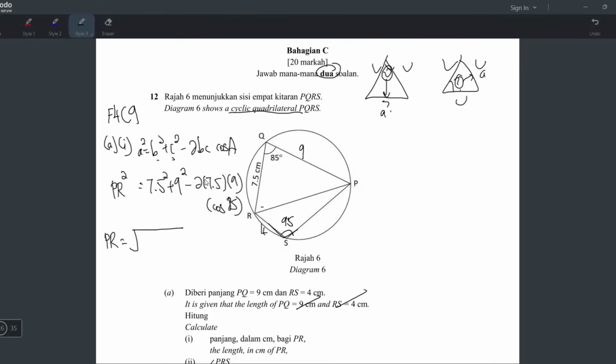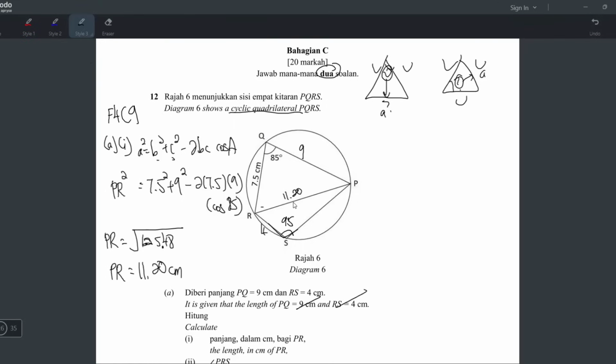Just press it the same way as I wrote it. And you get 125.48. And then square root the answer, and you will get 11.20. So you use your calculator. Alright, so PR is 11.20 cm. If you write in 4 significant figures, this is the answer. Make sure you label it in the diagram also.